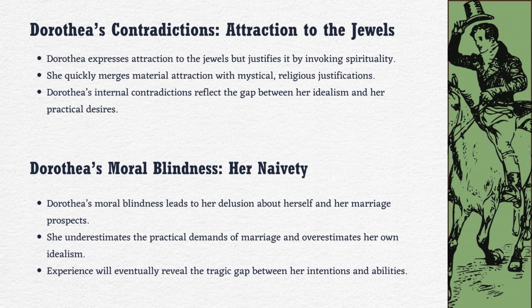Her naivety about herself and the world of relationship is pretty evident, and she projects herself as a woman with high ideals, yet her action and desire are far more grounded in the material world than she is willing to admit. This gap between her idealized self and her actual self will cause her much suffering as the novel progresses. As time progresses, experiences reveal the tragic discrepancy between Dorothea's intentions and her abilities.